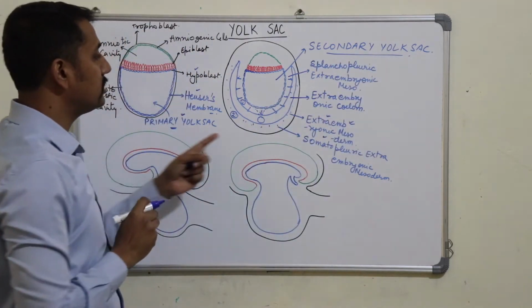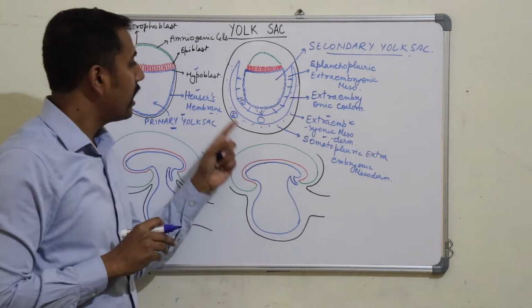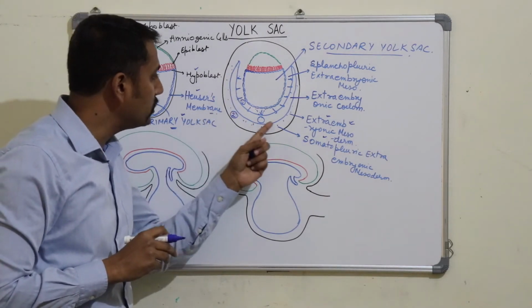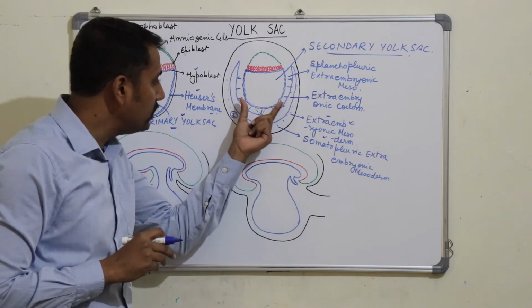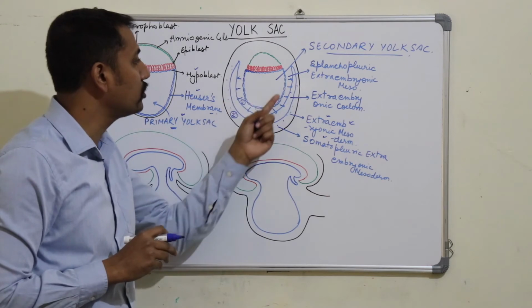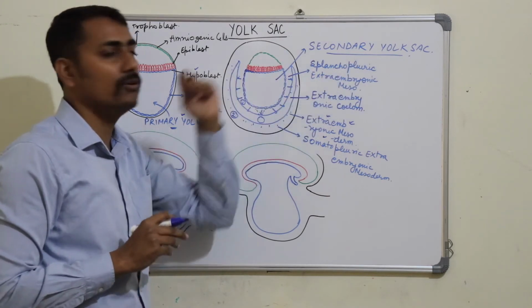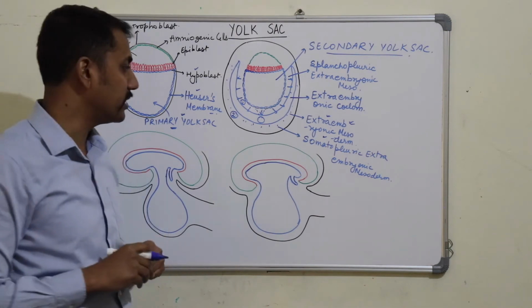Okay? So this is the second stage of development, which is formed when the extra embryonic coelom is formed in the extra embryonic mesoderm. A small part of the primary yolk sac is pinched off to form a reduced yolk sac, which is known as secondary yolk sac. Now the third stage, that is the definitive yolk sac.